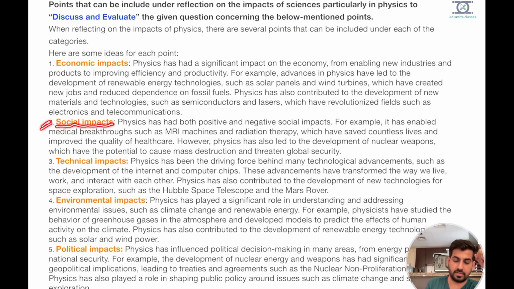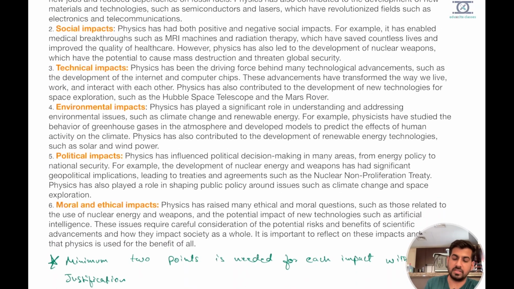Similarly, the social impact. Now when we say social impact, we are basically considering how this will impact the society. Again, that can be a positive and negative impact as well. So for example, the medical breakthrough of MRIs and radiation therapy has saved countless lives and improved the quality of healthcare. However, physics has also led to the development of nuclear weapons, which have the potential to cause mass destruction and threaten global security. Now, whenever there is an advancement in technology, right, there can be positive and negative impacts on the society.